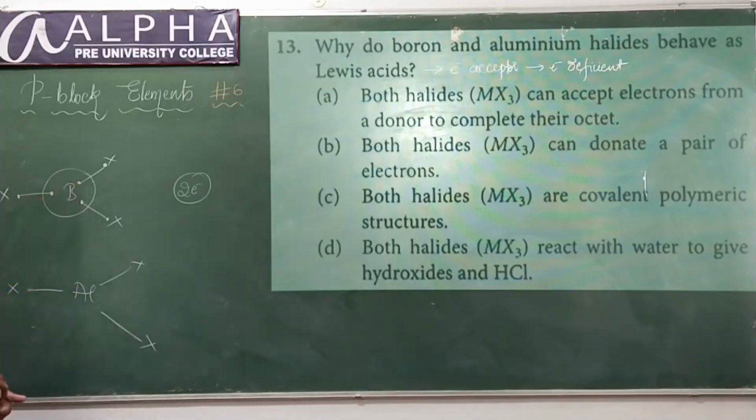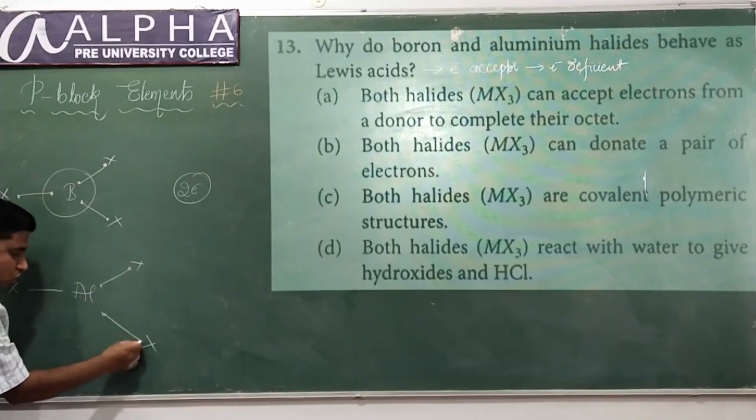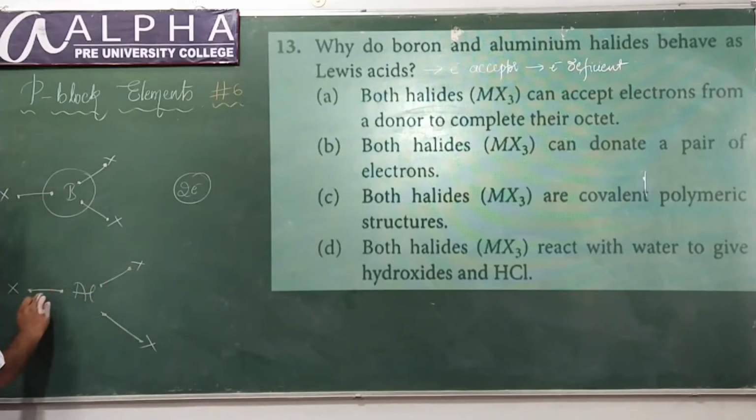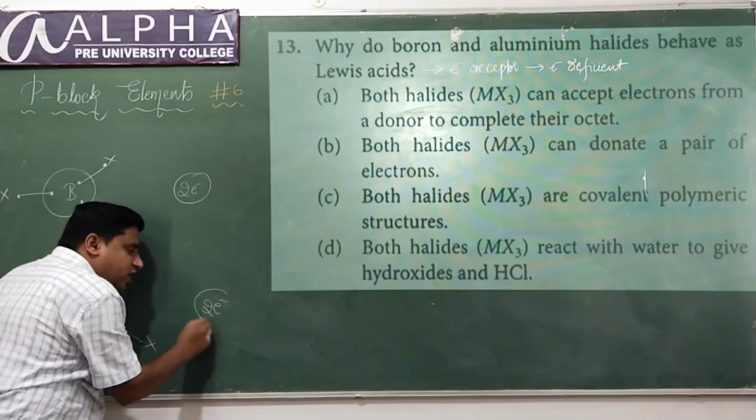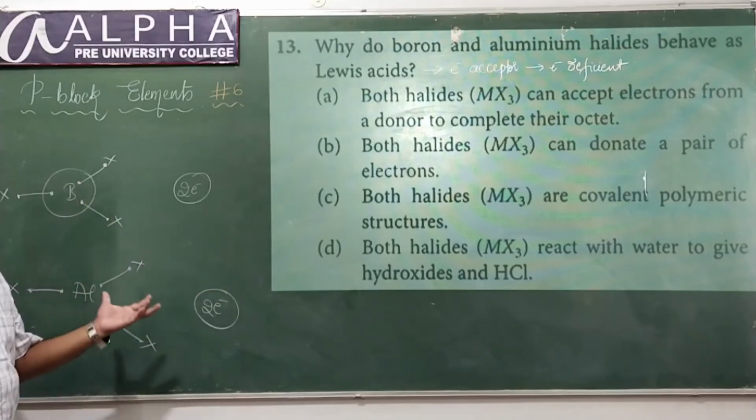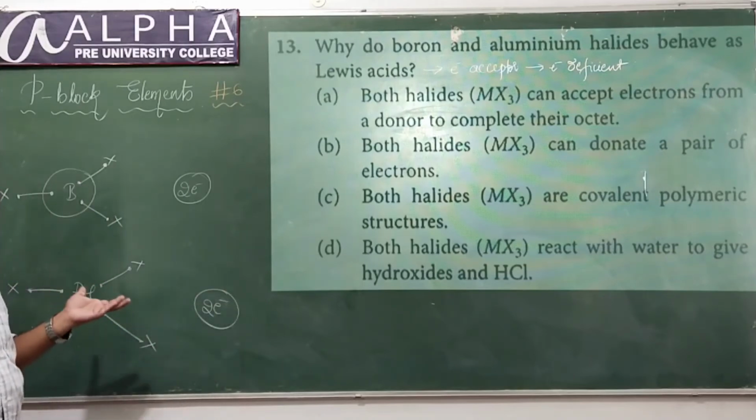Even in the case of aluminium, count the number of electrons: 2, 4 and 6. So aluminium is surrounded by only 6 electrons. It is also deficient of 2 electrons to complete its octet. Hence, even aluminium is electron deficient. That is why it acts as a Lewis acid.